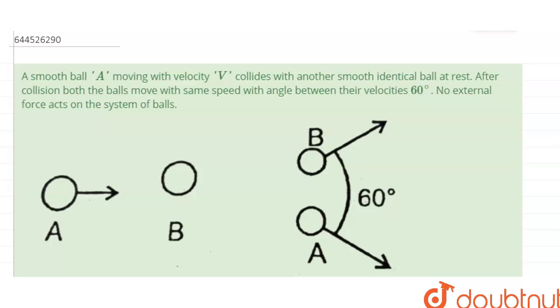So the question is, a smooth ball A moving with velocity v collides with another smooth identical ball at rest. After collision, both the balls move with same speed with angle between their velocities 60 degree. No external force acts on the system of balls.